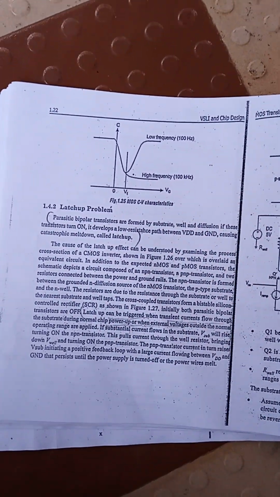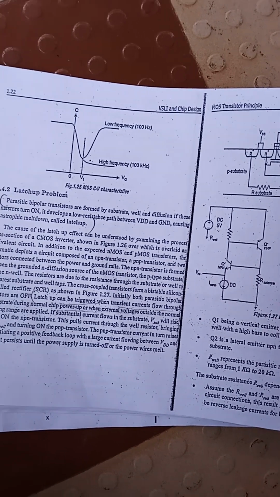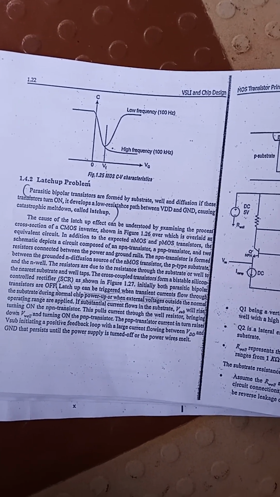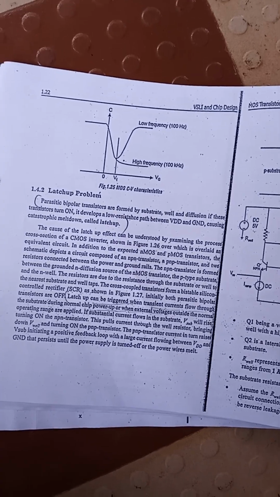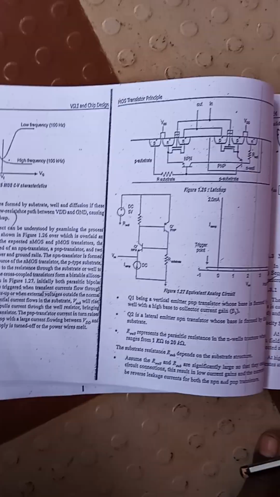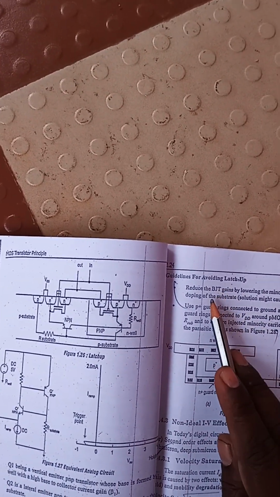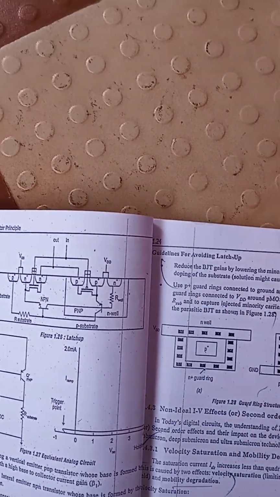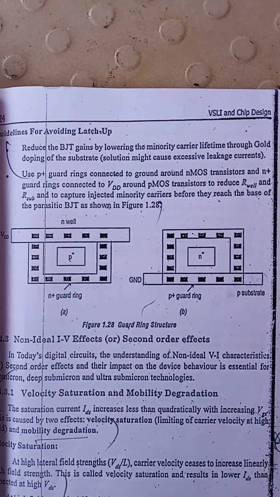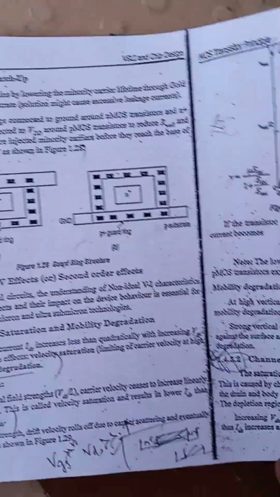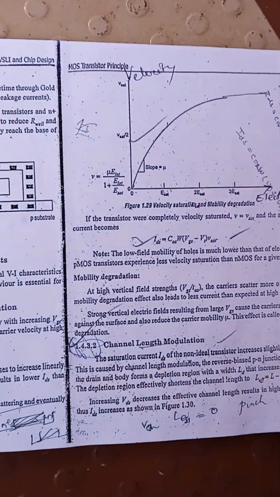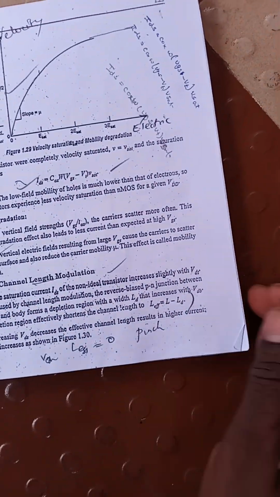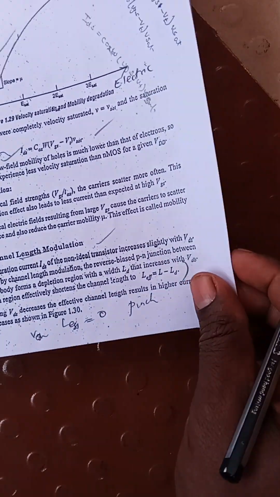Latchup can be triggered when transient currents flow through the substrate during normal chip power off, or when external voltages are being applied. So this is the latchup situation. For avoiding the latchup, these are the suggestions we have to give. It may be important to mark what conditions have to be met to avoid latchup. And what is channel length modulation? The effective channel length is getting decreased. That is the channel length modulation.